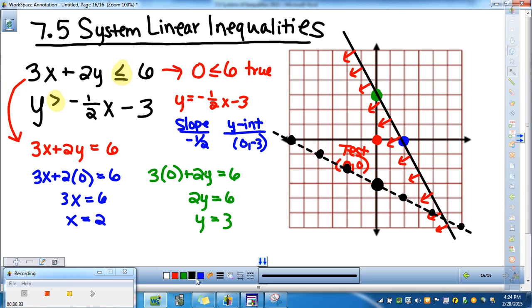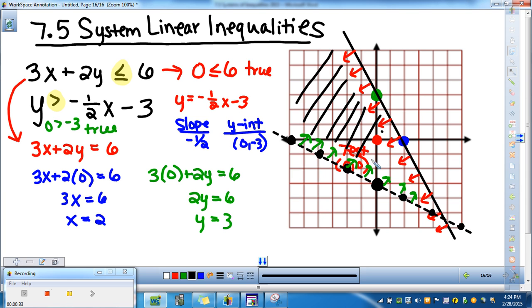If we do our test point of (0, 0), we end up getting 0 is greater than 0 minus 3, which is -3, and that statement is also true. Because it is true, we will shade toward the test point. If the statement would have been false, that just means that we would shade away from the test point.